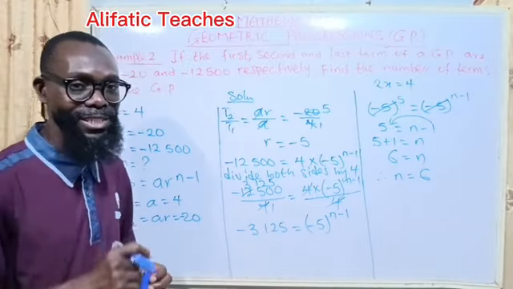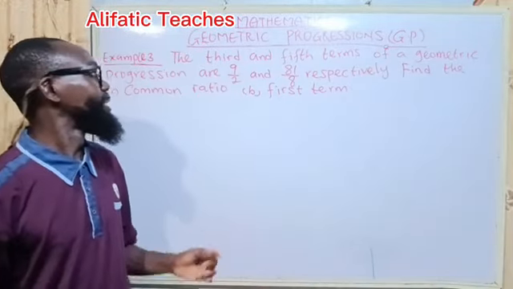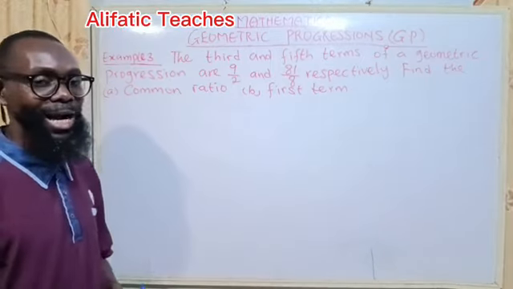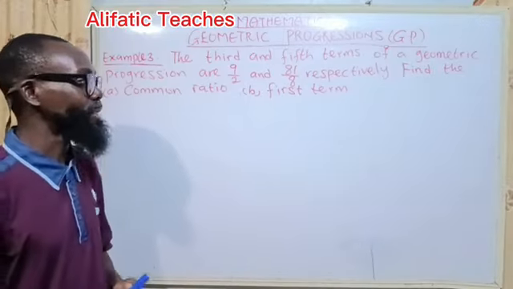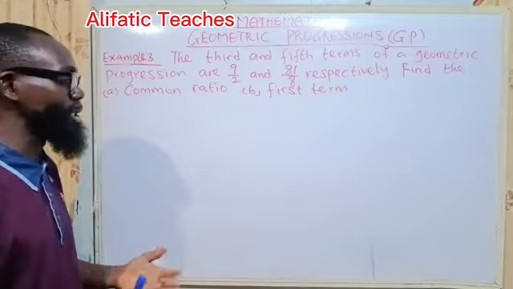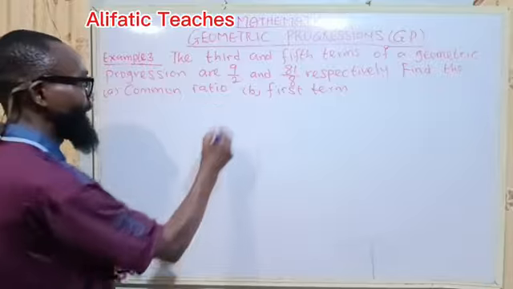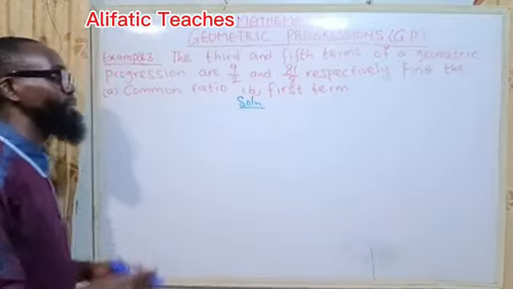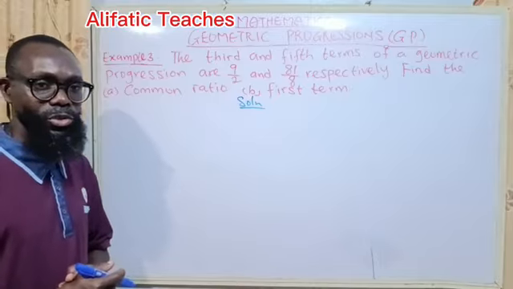Okay, for more clarity, let's take one more example. Example 3. The third and fifth terms of a geometric progression are 9 over 2 and 81 over 8 respectively. Find A, the common ratio, and B, the first term. Now let's look at this. The third and fifth terms of a geometric progression are these.